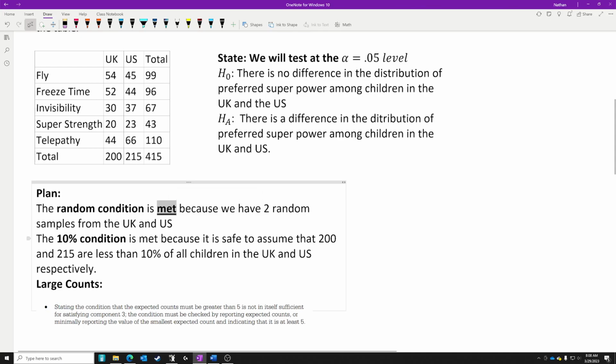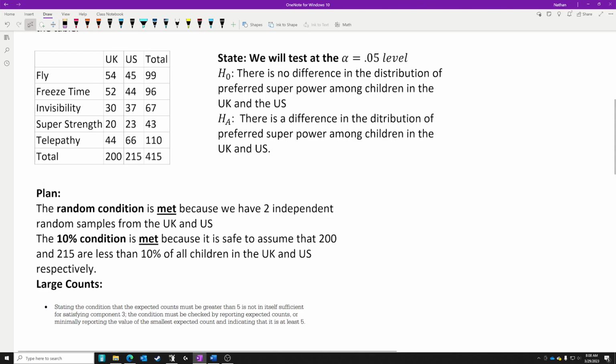All right, grading the free response questions, I still have people not saying the condition is met. You have to somehow say that it's met, because we have, I forgot, my bad, independent random samples from the UK and the US. 10% condition, this one is the same as always. That one is also met because it is safe to assume that 200 and 215 are less than 10% of all the children in the UK and the US. Make sure you say that for every population that you've got, okay?